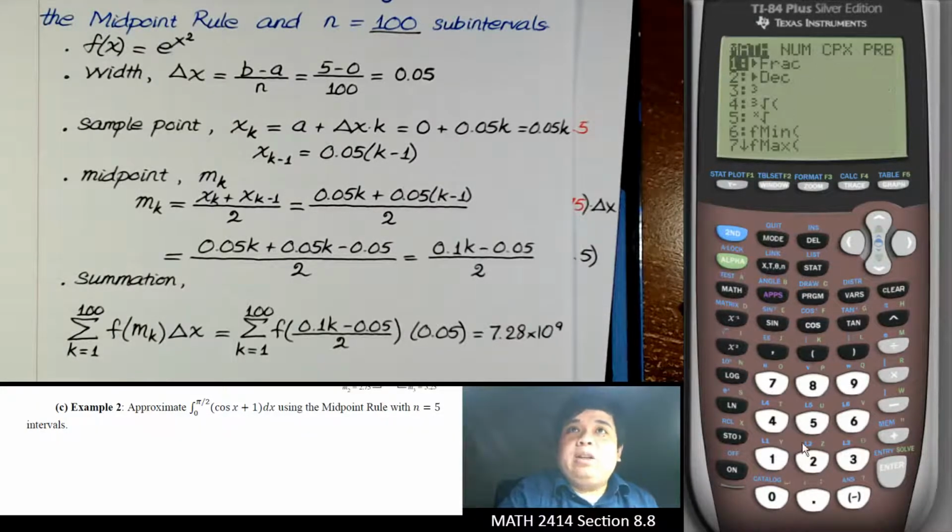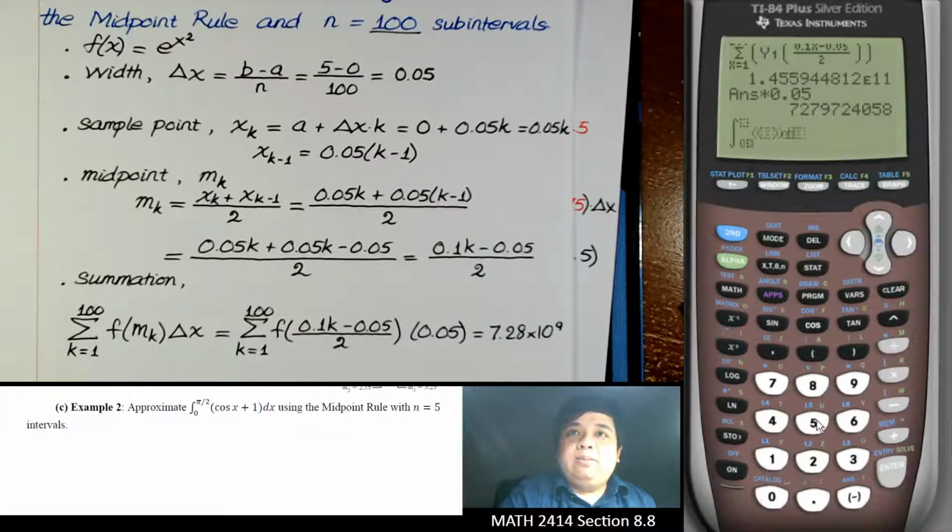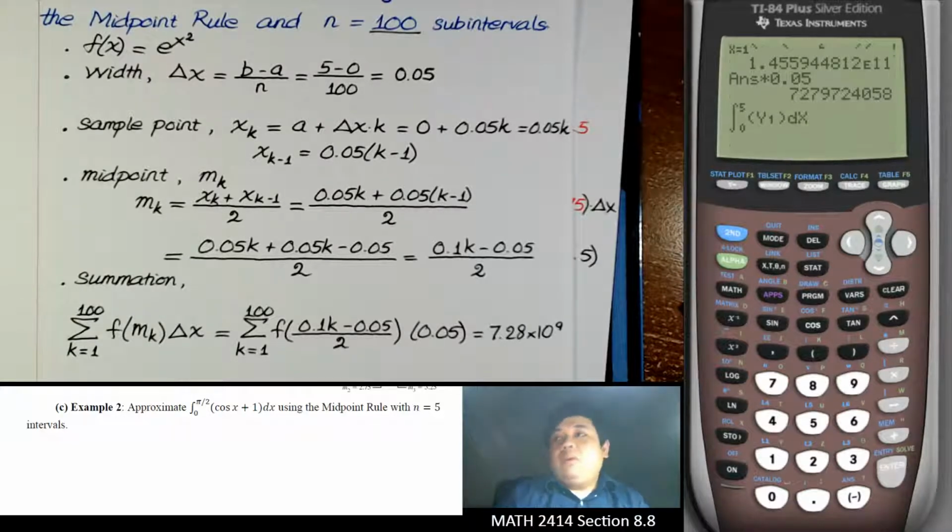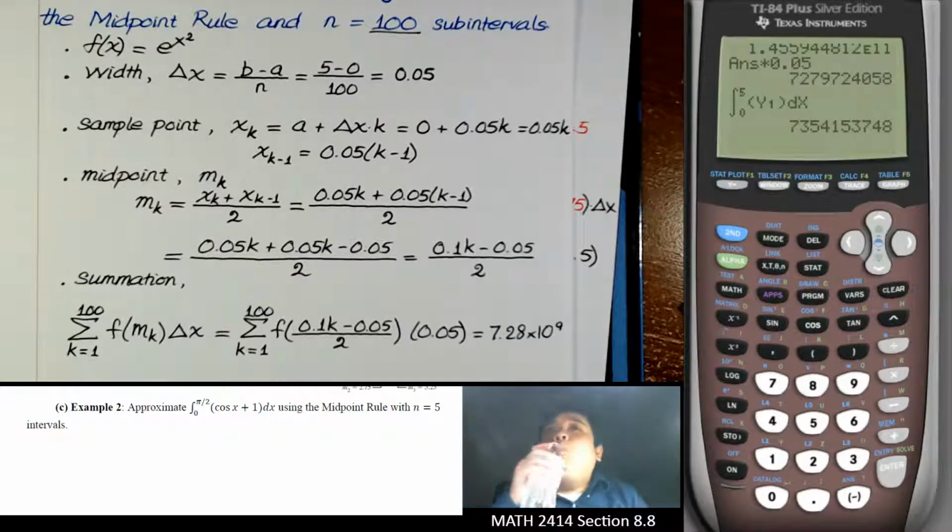Now let's actually do this. Already enter the function. Right, so what we see here is this is not a very good approximation. Even when we use 100 subintervals, the answer is still a little off here. This is the approximation. This is the actual value.